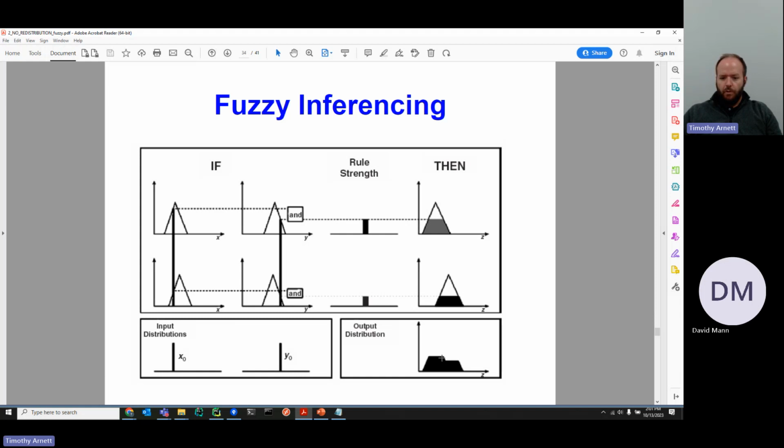And so we get this overall distribution. This represents the actual output of our fuzzy system. However, we still need to resolve this to a crisp output action to then send to our actuators to perform the action, because you can't just send an entire distribution.